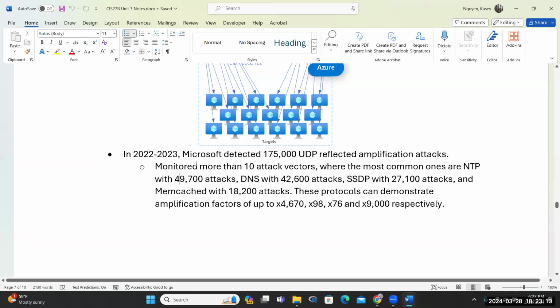And on that particular area or region of systems, 49,700 attacks. The DNS were 42,600 attacks. SSDP, 27,000 attacks. And there's Memcache, 18,200 attacks. Now, this is throughout 2022 and 2023. I think they're starting to have some data for 2024. We're still pretty early in the quarter for that.